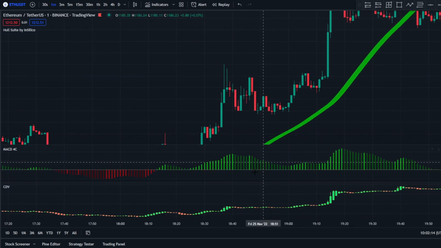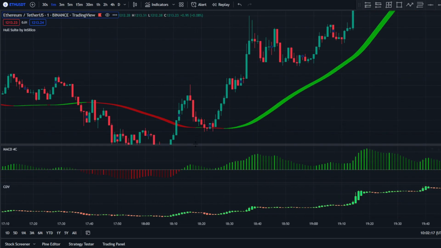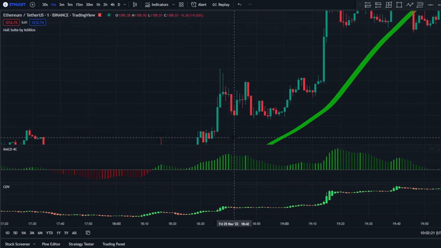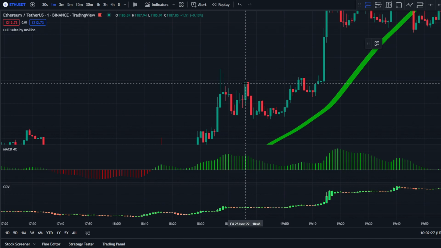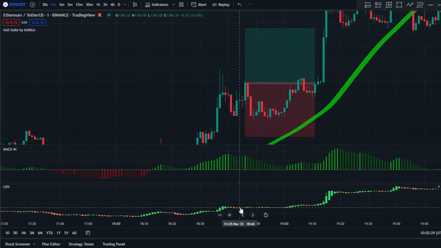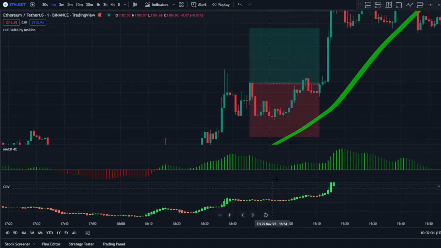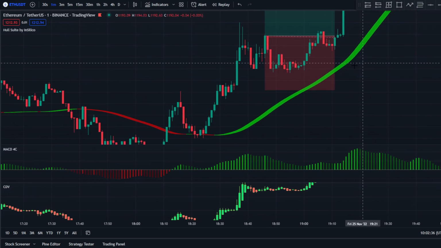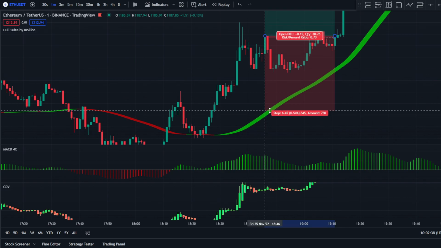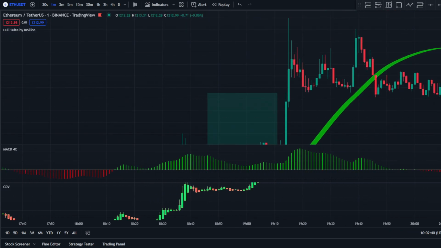right here, where we have the change from dark green to bright green, but since this is red, not valid. We look at the next signal from dark green to bright green right here. So that is a valid signal because the CDV indicator is green in color. If we zoom in right here, it's green in color on this candle here, so valid position. Stop loss below the house sweep, and you take a 1.5:1.